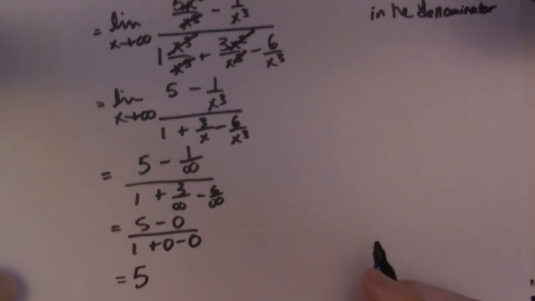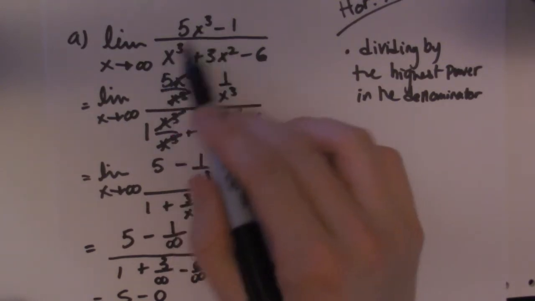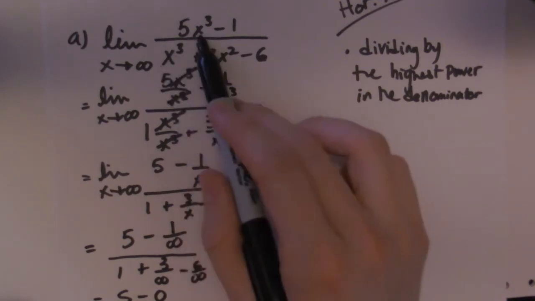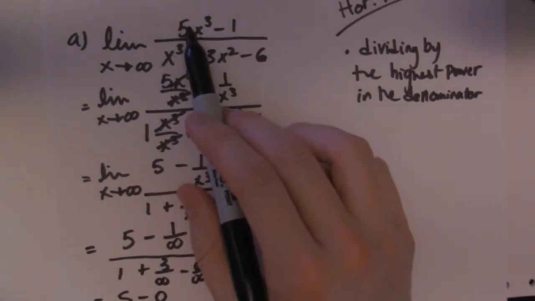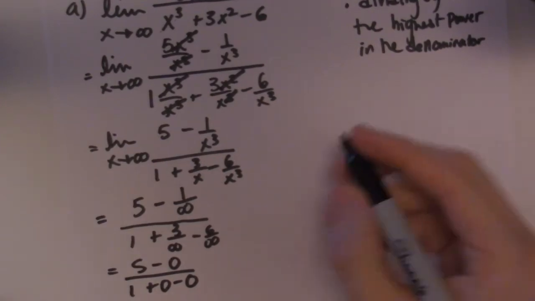So here's the cheat method. If you have powers that are the same, so I get an x cubed and x cubed, those are the highest power, and the top and the bottom are the same, then you can find the limit by simply dividing the coefficients. 5 divided by 1 is 5. So it works for any single function. Let me make another one.